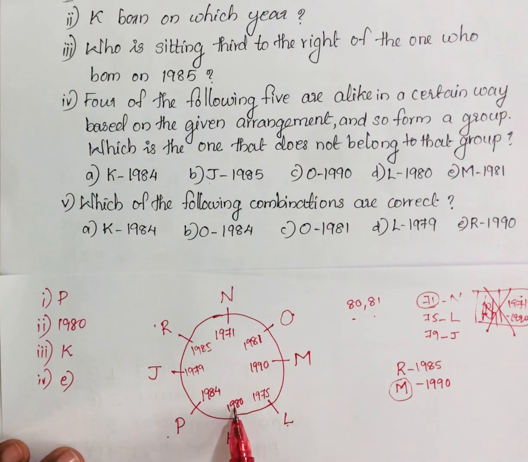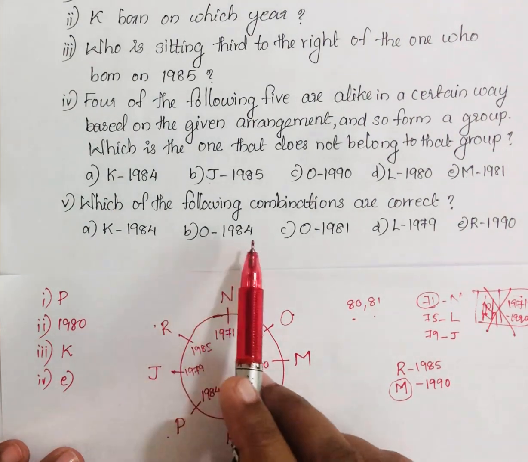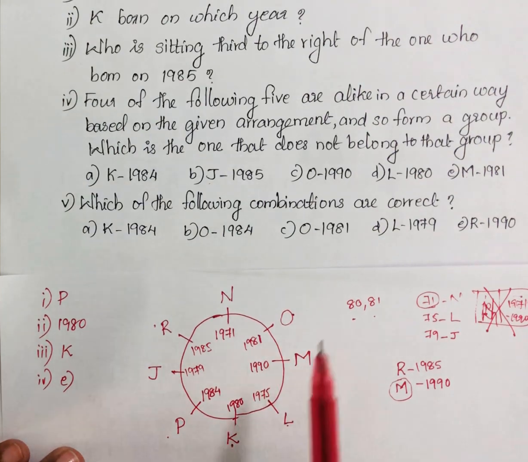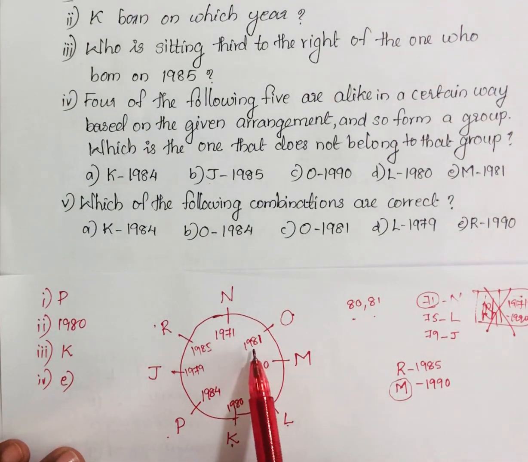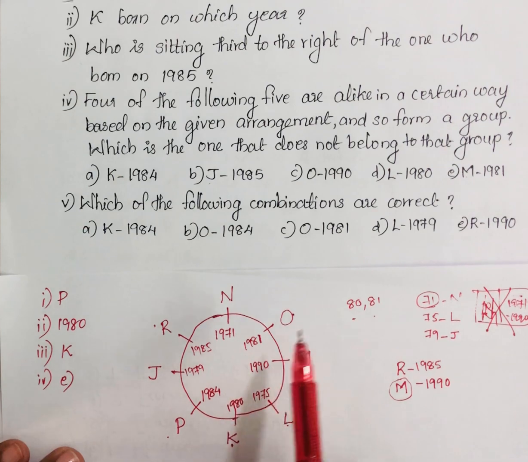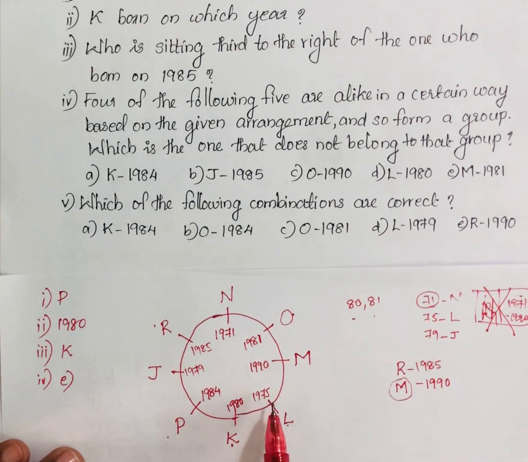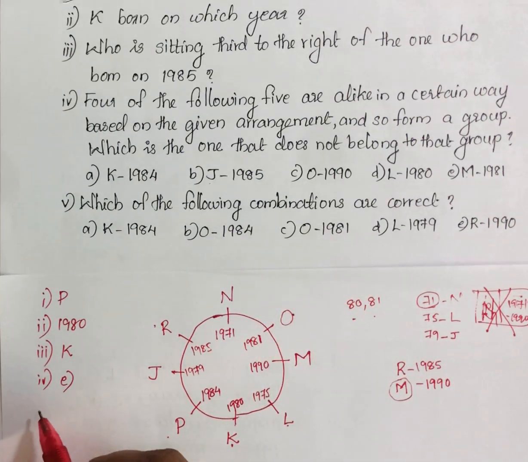K 84. K is not 84. O 84. O is not 84. O 1981. O 1981 is the correct combination. L 79 is not correct. R 90 is also not correct. So O 81 is the correct answer. So the answer is option C.